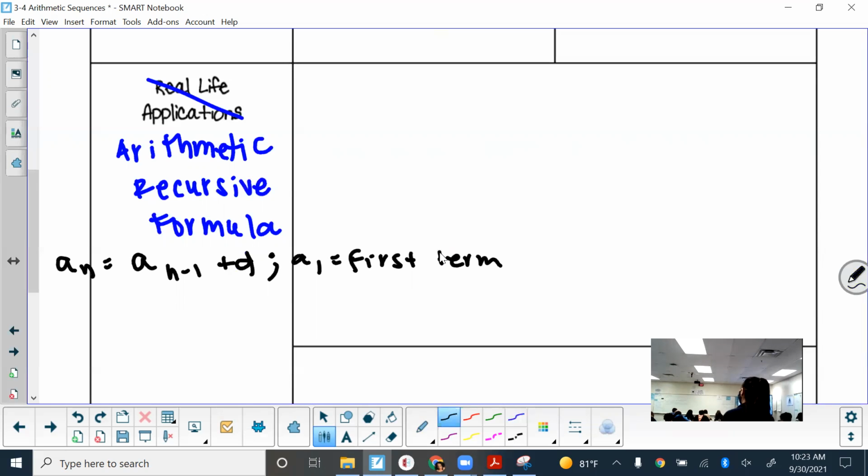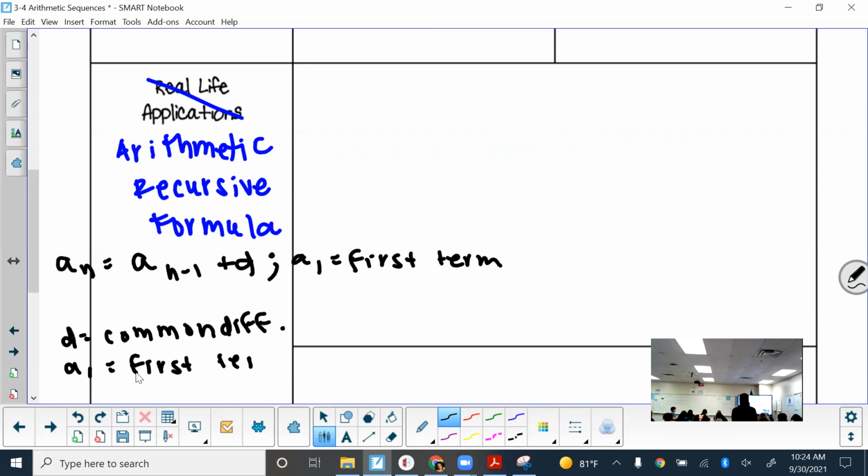All right, so that'll give you the points on your topic 3 test. And it's not multiple choice, so you have to be able to fill it in. I'll give you the formula. You have to be able to replace the d with what? The common difference. And the a sub 1 with your first term in the sequence.